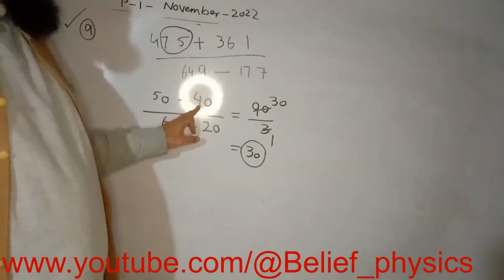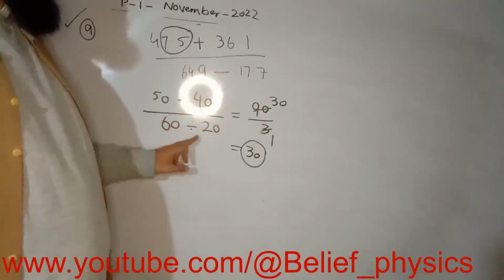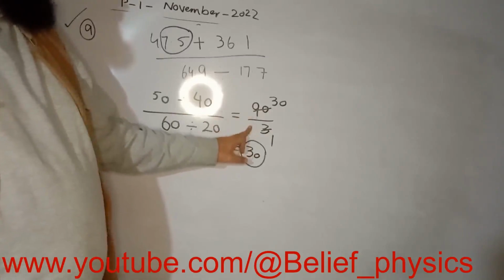This is 90. 60 plus 20 divided by 20 is 3. 90 divided by 3 is 30. So 30.